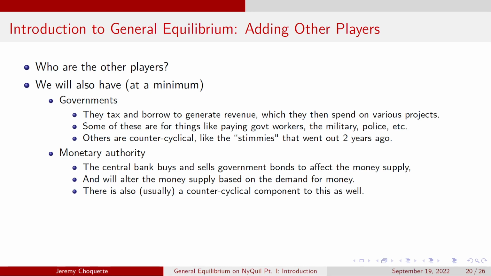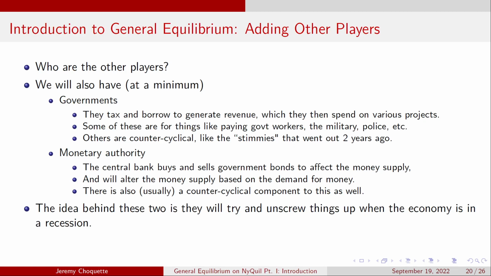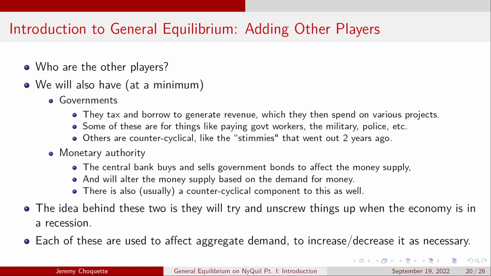There's also a usually counter-cyclical component to this as well. As the economy tends to do poorly, the central bank will increase the nominal quantity of money in hopes of providing liquidity to the institutions that need it. We've gone through that a good bit so far. We'll learn more about it later. But the idea behind this is that the government and the monetary authority are going to try to unscrew things up when things get screwed up.